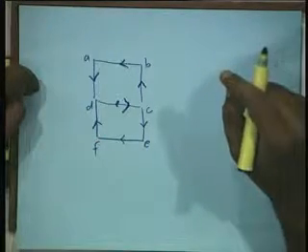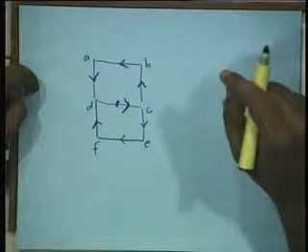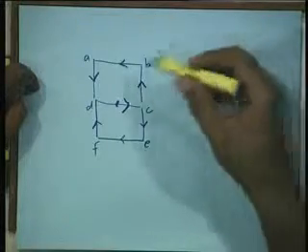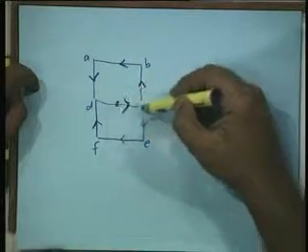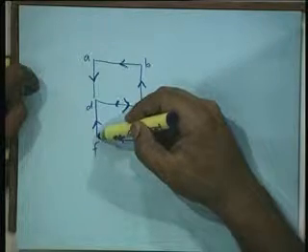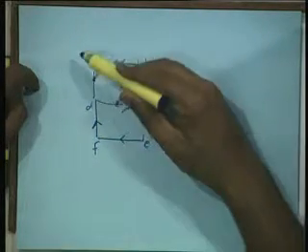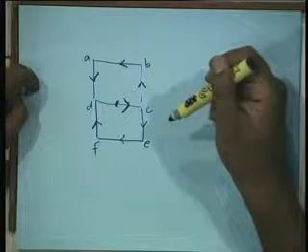Is there a path between A and F? Sorry, is there a path from A to F? Yes. A and F. There is also a path from F to A, going like this. So, this graph is also strongly connected.